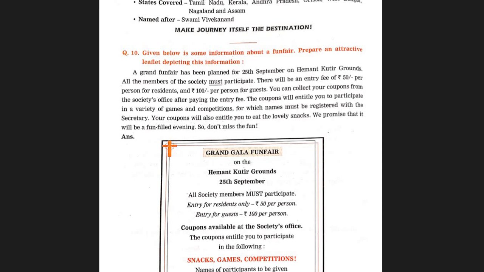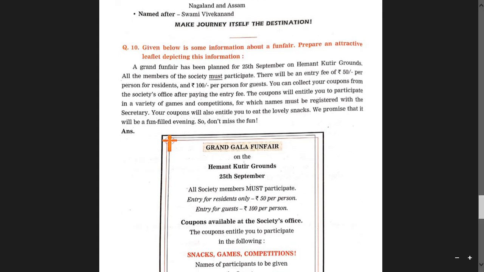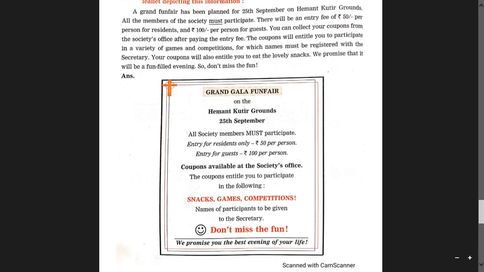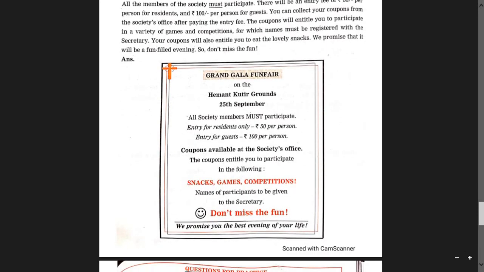Again, I am reading the question. Given below is some information about fun fair. Prepare an attractive leaflet. So this is a leaflet depicting the information. Even students at your place in newspaper, you must be getting some leaflets. Yellow color, dark pink color. Some advertisements are there. Some programs, maybe regarding blood donation, maybe regarding tree plantation, maybe regarding marathon. So those are the leaflets.